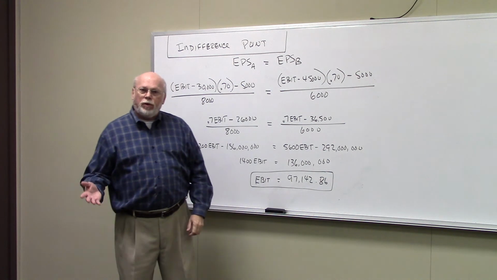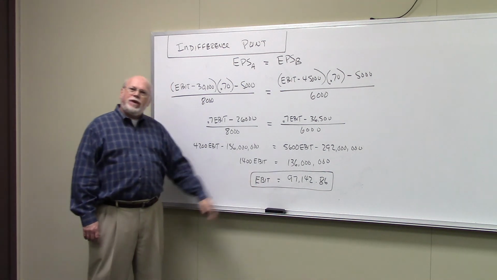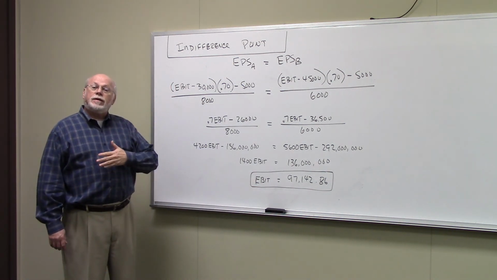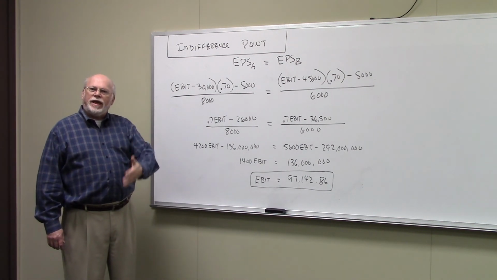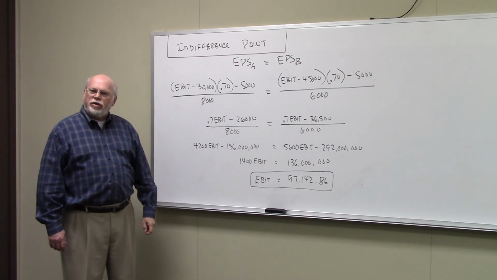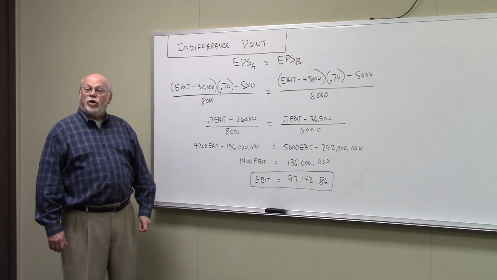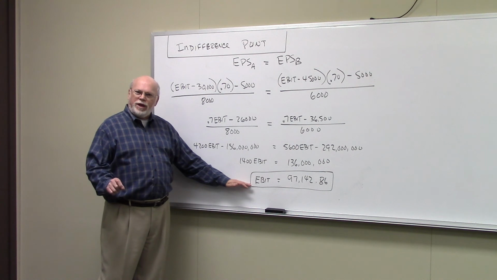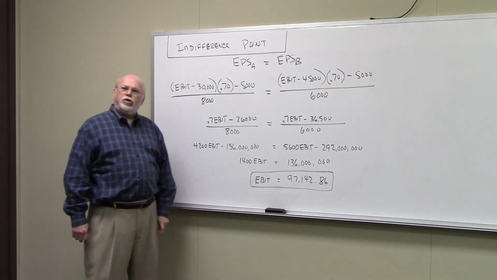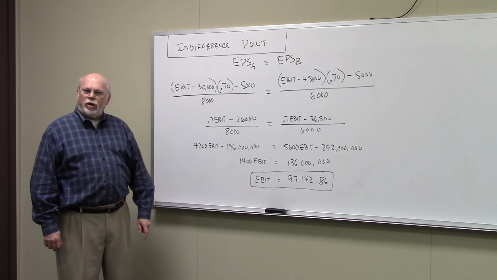What's the indifference point? It's the level of EBIT that does what? That sets the earnings per share under one capital structure equal to the earnings per share under the other capital structure. That's called the indifference point. That's a major thing that you have to be able to calculate in order to do an EBIT earnings per share analysis.